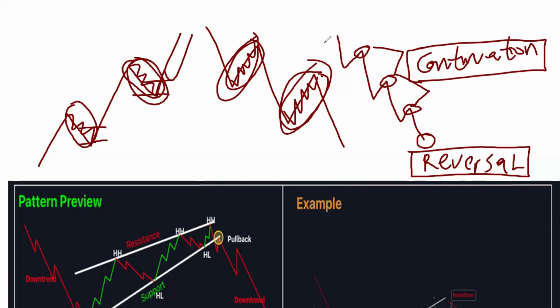Right here, you can look for a buy trade to continue the trend. Right here, you can look for a sell trade to continue the trend. Right here, a sell trade to continue the trend. That is what a continuation pattern looks like. You always look for them at every pullback area.